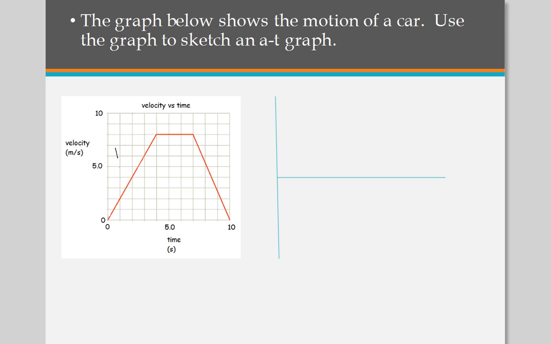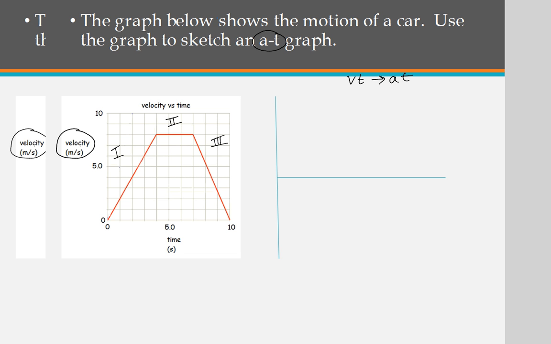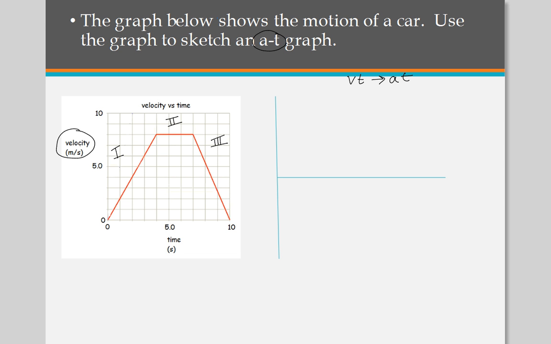Got section 1, section 2 and section 3. Those are very clear. You wouldn't be asked to do this for a curved v-t graph. You would never have that in this class. So it's always going to be linear, so it's not too bad. They want acceleration, and we're sitting at velocity. So how do you go from velocity to acceleration? Find slope. Beautiful.